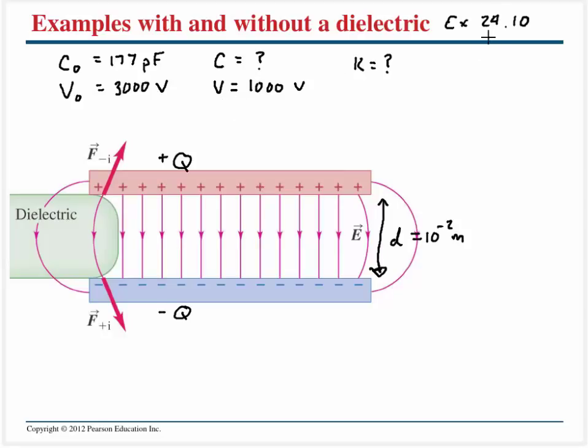So here we have an example. I'm following 24.10. I've saved you the first step of calculating the initial capacitance, and what it says is, we have some capacitor without the dielectric.